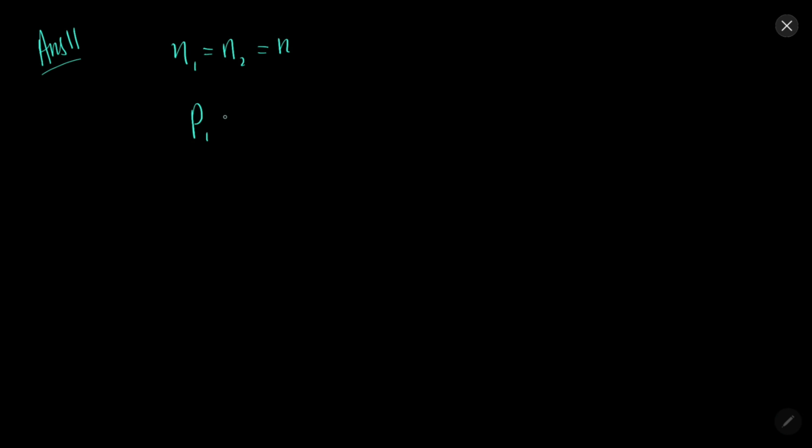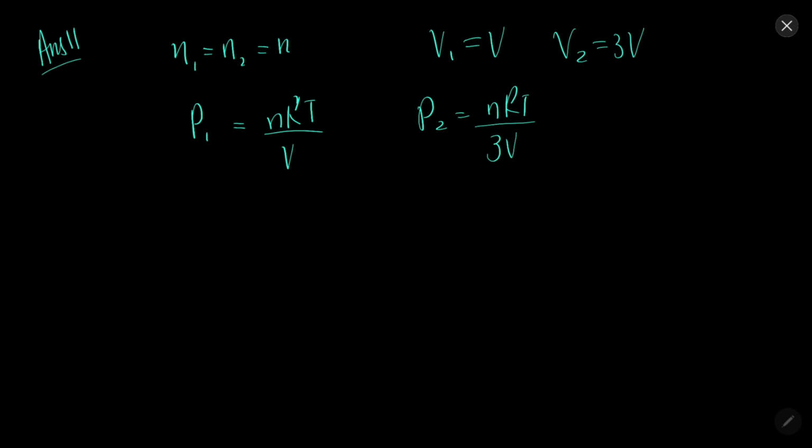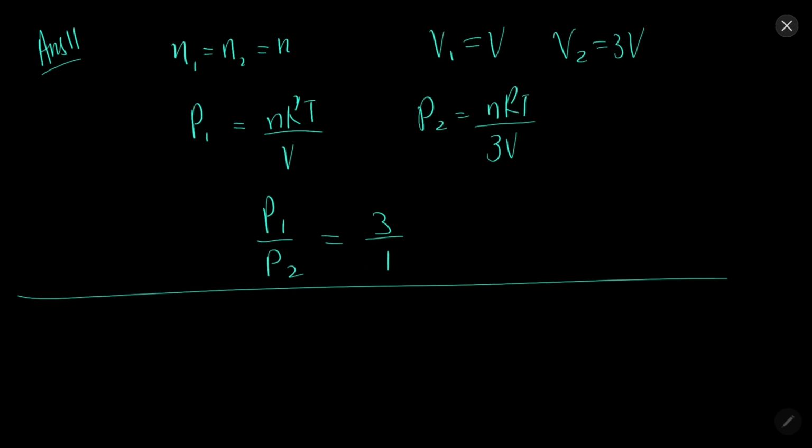We know that the formula for P1 is nRT over V, and P2 is nRT over 3V, because V1 is V and V2 is 3V. So after this, P1 by P2 will come out to be 3 by 1.